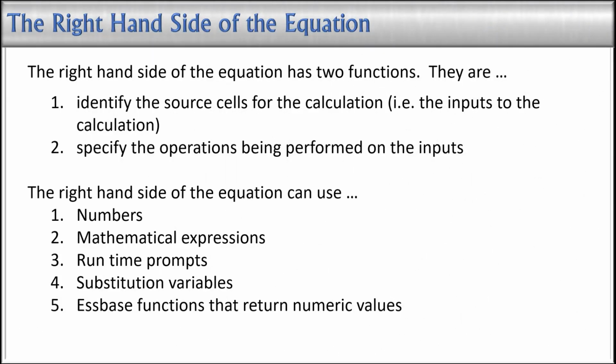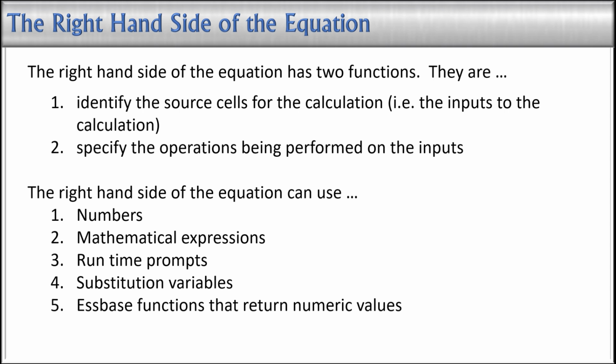The right-hand side of the equation is where the real work occurs. The right-hand side of the equation has two functions. They are to identify the source cells for the calculation. That is to say, if we're saying amount equals rate times volume, rate and volume is where we're pulling data from within the database. And then we specify the operations being performed. That is to say that we're multiplying them.